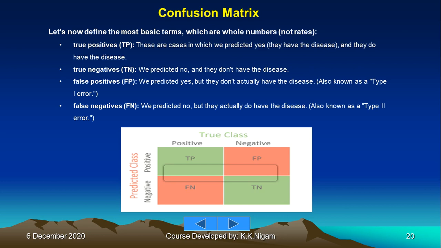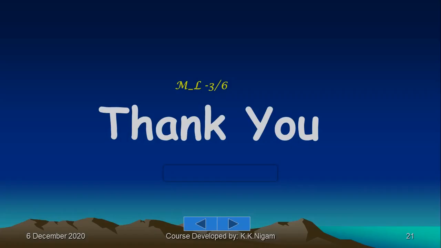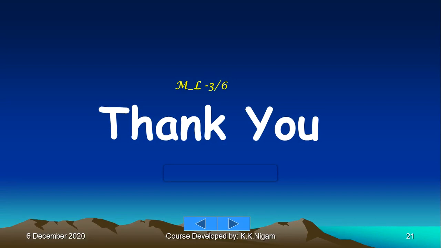That is false positive, also known as type 1 error. And false negative means we predicted no, but they actually do have the disease, also known as type 2 error. So that is how you can distinguish between the two, and that is where the confusion matrix helps in a big way.